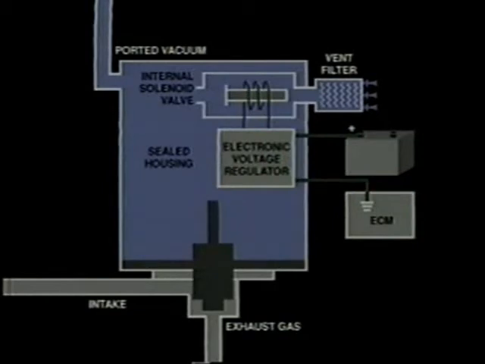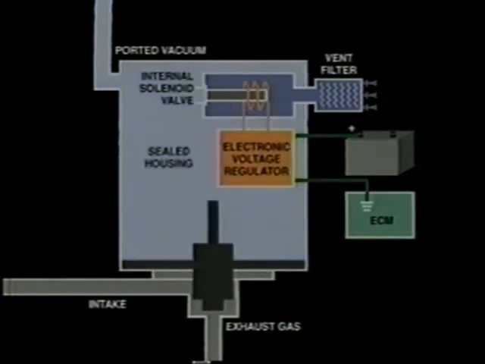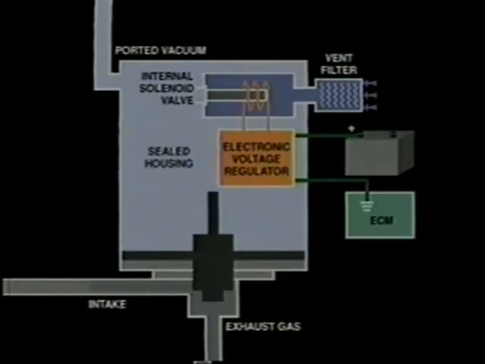When the ECM is not commanding the internal solenoid on, the solenoid remains open, venting the EGR's internal vacuum to the atmosphere. On the other hand, when the ECM commands the internal solenoid on, the solenoid closes and the amount of vacuum applied to the EGR diaphragm is increased, raising the EGR valve farther off its seat.